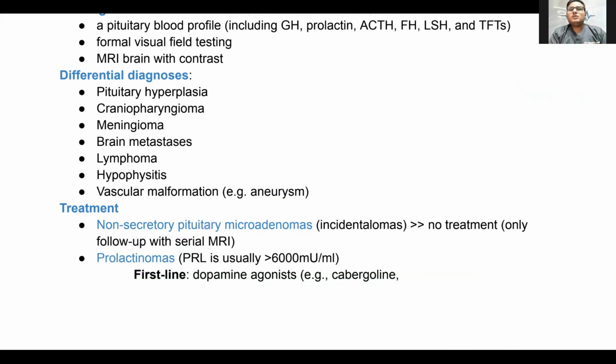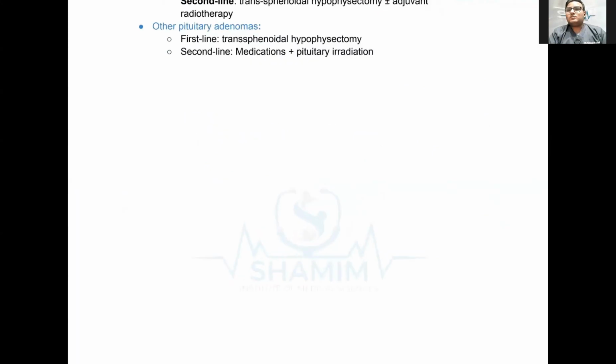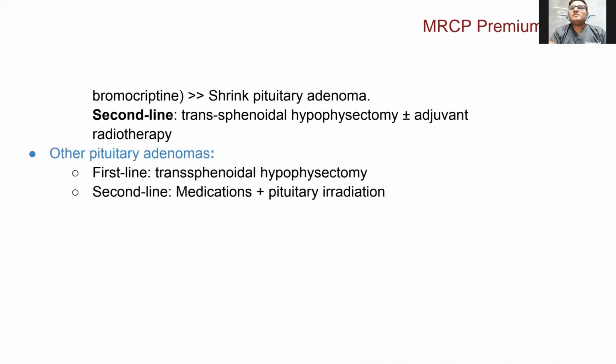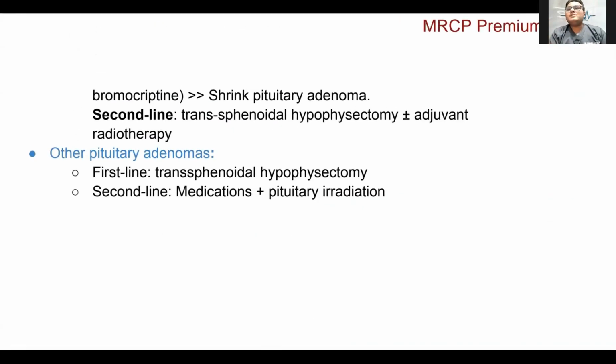We will study these next. So this is bromocriptine. The role is that it shrinks the pituitary adenoma. And the second line is transsphenoidal hypophysectomy, followed by adjuvant radiotherapy. Very important point here: first, we give bromocriptine or cabergoline, the dopamine agonists. And then when we have shrunk the size of the pituitary adenoma in prolactinoma, we do the surgery, which is transsphenoidal hypophysectomy.